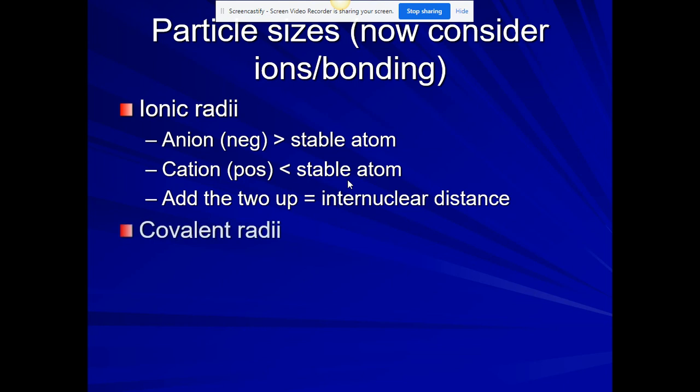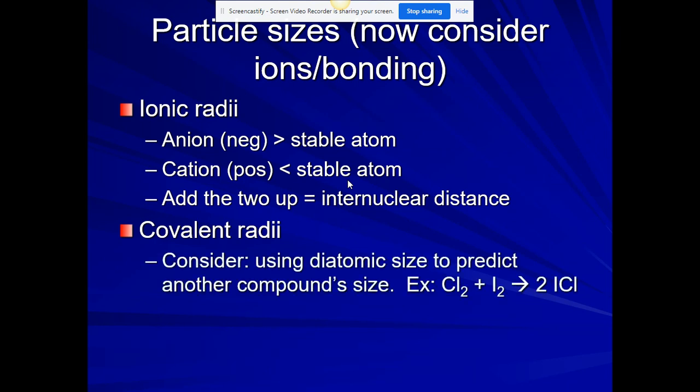Now, when we have covalent radii, remember that those electrons are bouncing back and forth. So you don't just add up the internuclear distance. Usually what you do is you take a look at what the distance of just one of those atoms is. So take a look at this example. We have chlorine gas, we have iodine gas, and I want to know how big is iodine chloride. It's kind of a weird combination to have those two together, but it is one of those things where electrons are shared back and forth. Here's how we figure those things out if they're diatomics.